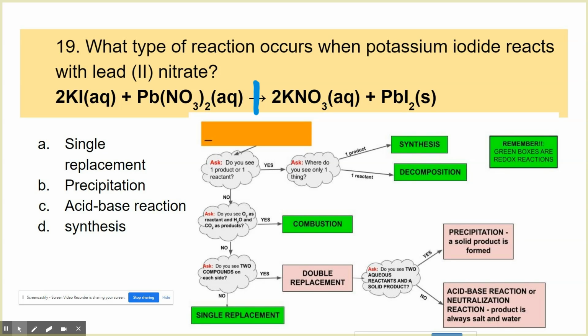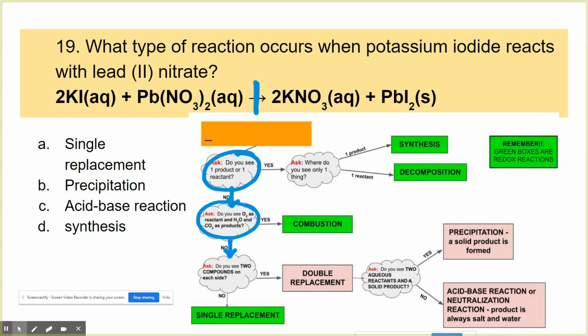Ask yourself the first question: do you only see one product or one reactant? Well, I've got two reactants and two products. Therefore, the answer for that is no. Let's go down. Do you see O2 as a reactant and H2O and CO2 as products? I don't see any of those, so the answer is no.